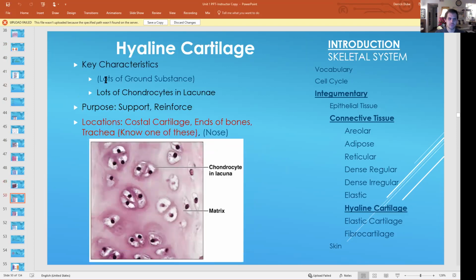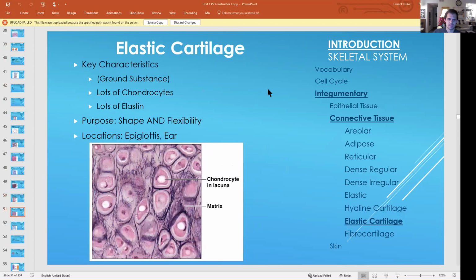All right. Hyaline cartilage. Support and reinforce. You're going to find this as costal cartilage, at the ends of bones, and around the trachea. It's very tough. Okay. Elastic cartilage has more elastic fibers in it, to allow for a little bit more stretch, a little more playability. You might notice elastic cartilage in my ears is a little bit more pliable, right? Okay.